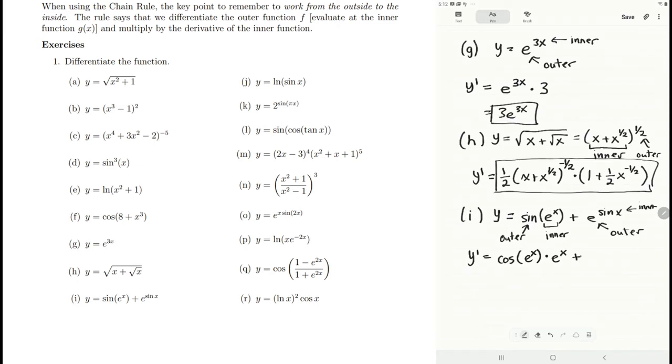And then we add it to, now we take the derivative of the outer function, so the e, which is itself, so that's e to the sine of x. And then by the chain rule, we multiply by the derivative of sine, which is cosine.